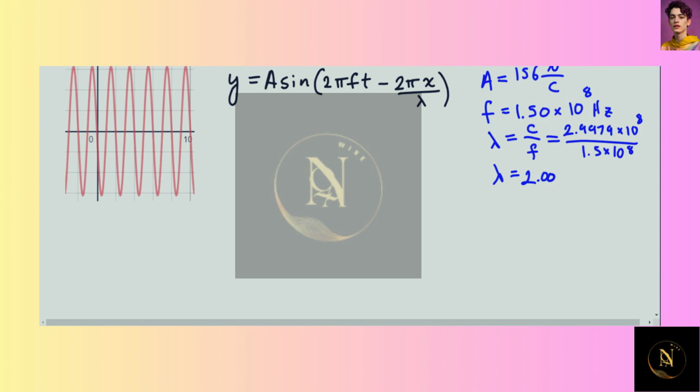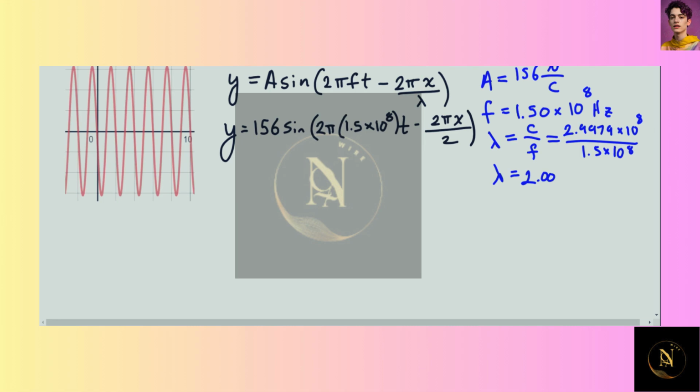So now that we have those values, let's go ahead and bring it back to this equation and plug them in. 156 times sine of 2 pi times 1.5 times 10 to the 8 t, minus 2 pi x divided by 2. And so if we take a look at this, we can already start to plot this graph.